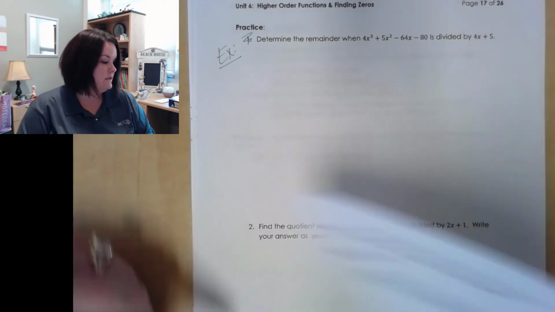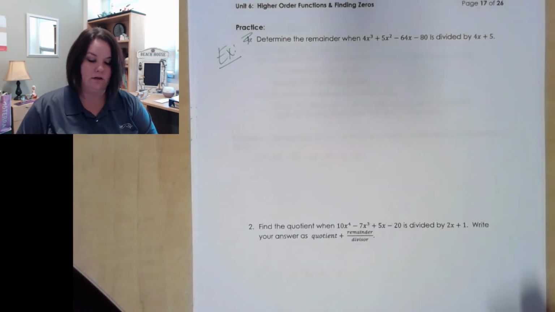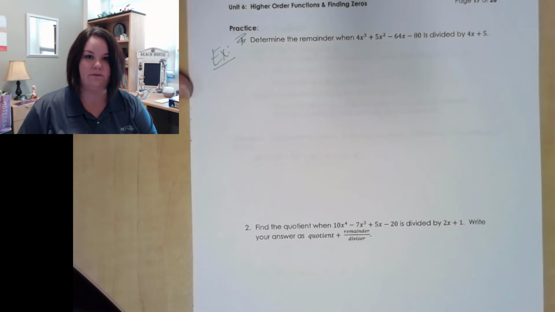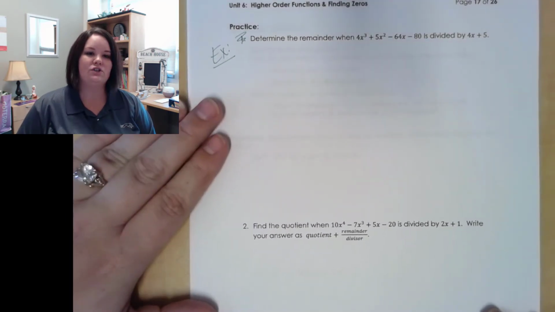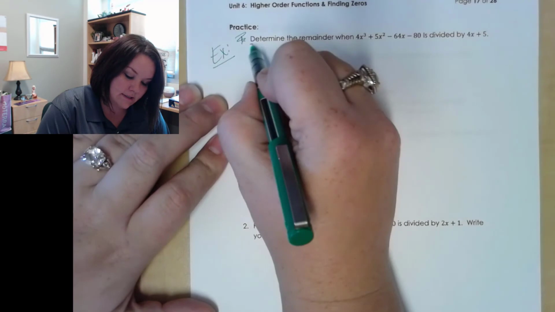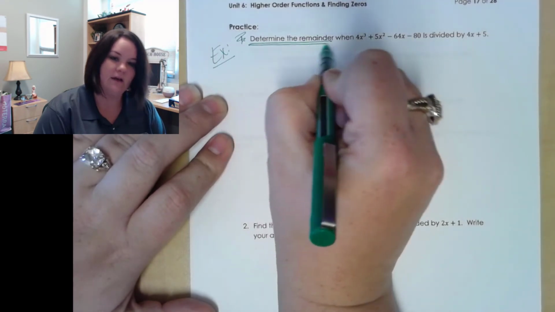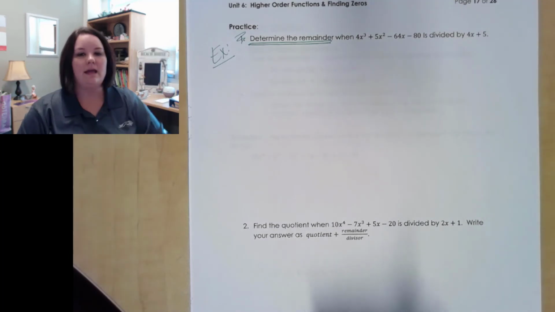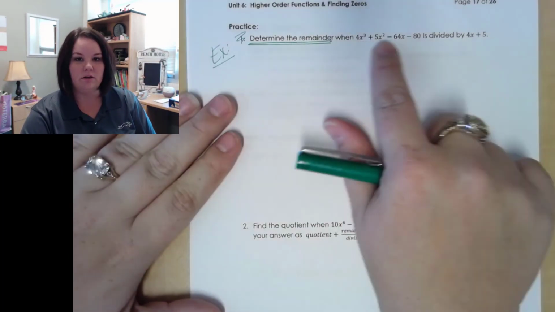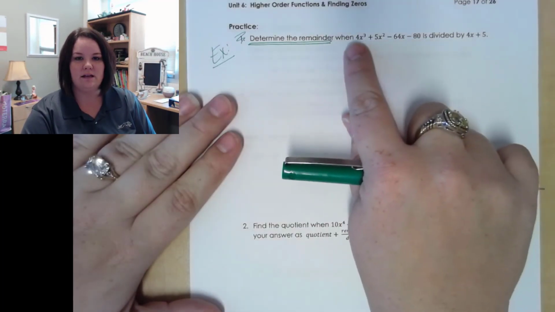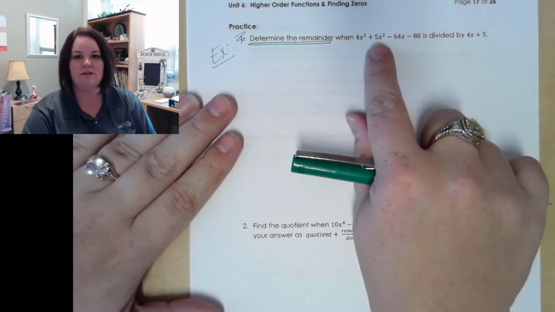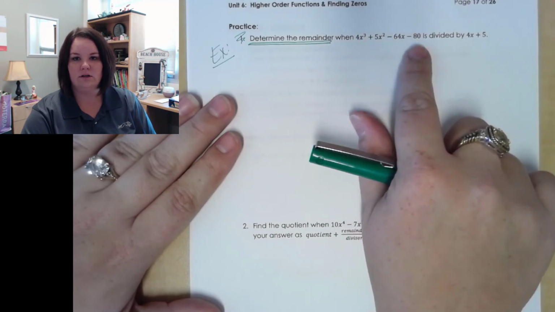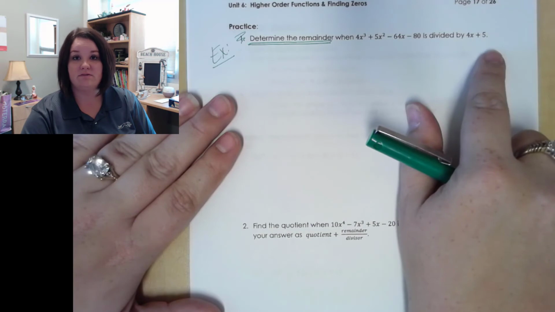All right, so let me go ahead and look at this first practice problem, which I'm doing as an example. It says determine the remainder. So again, we're just looking for the remainder, so we don't need to write out the whole quotient plus the remainder over the divisor. They're giving us this polynomial. Notice we're not missing anything. It goes from cubed to squared to x to constant term, and we're dividing by 4x plus 5.